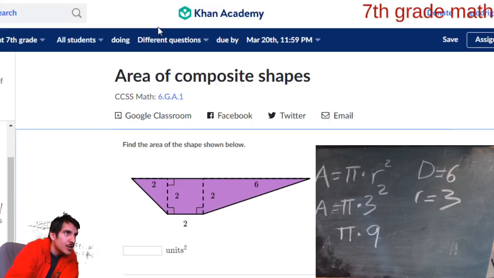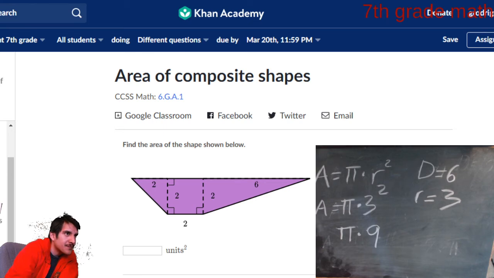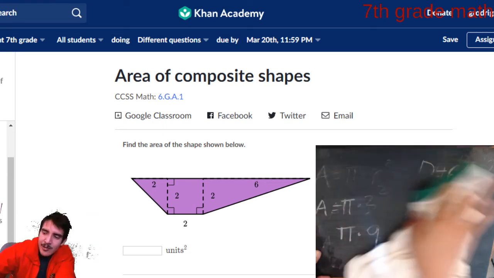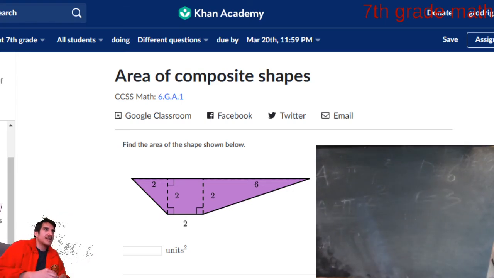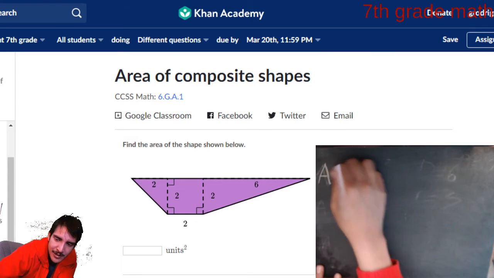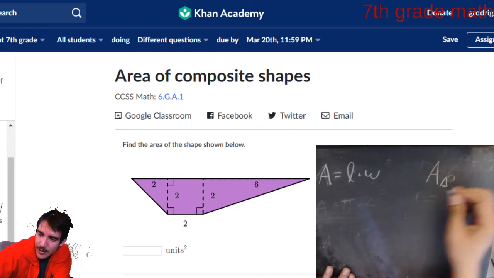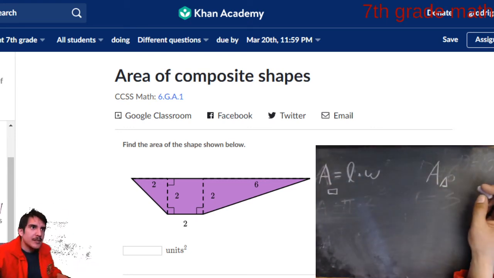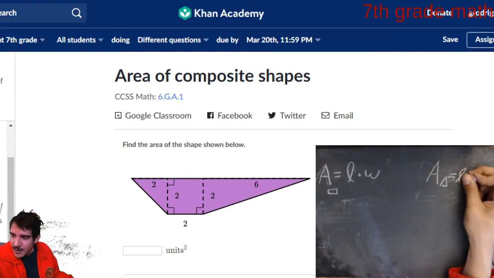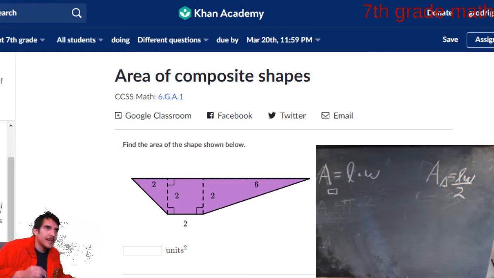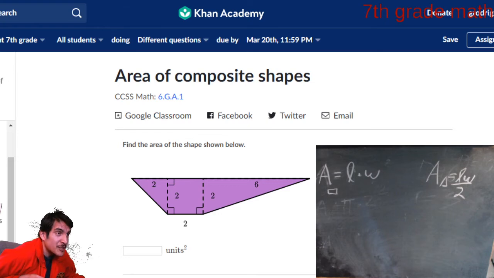Composite shapes. Okay, let me make sure you can see these. So now we're not doing just circles. Now we're going to do all sorts of shapes. So let me do this. The area of a rectangle is length times width, and the area of a triangle is going to be length times width, but you're going to cut it in half, okay? Because it's half a rectangle. So there's 2 triangles and then 1 square right in the middle. So we're going to have 3 areas to add up, okay?